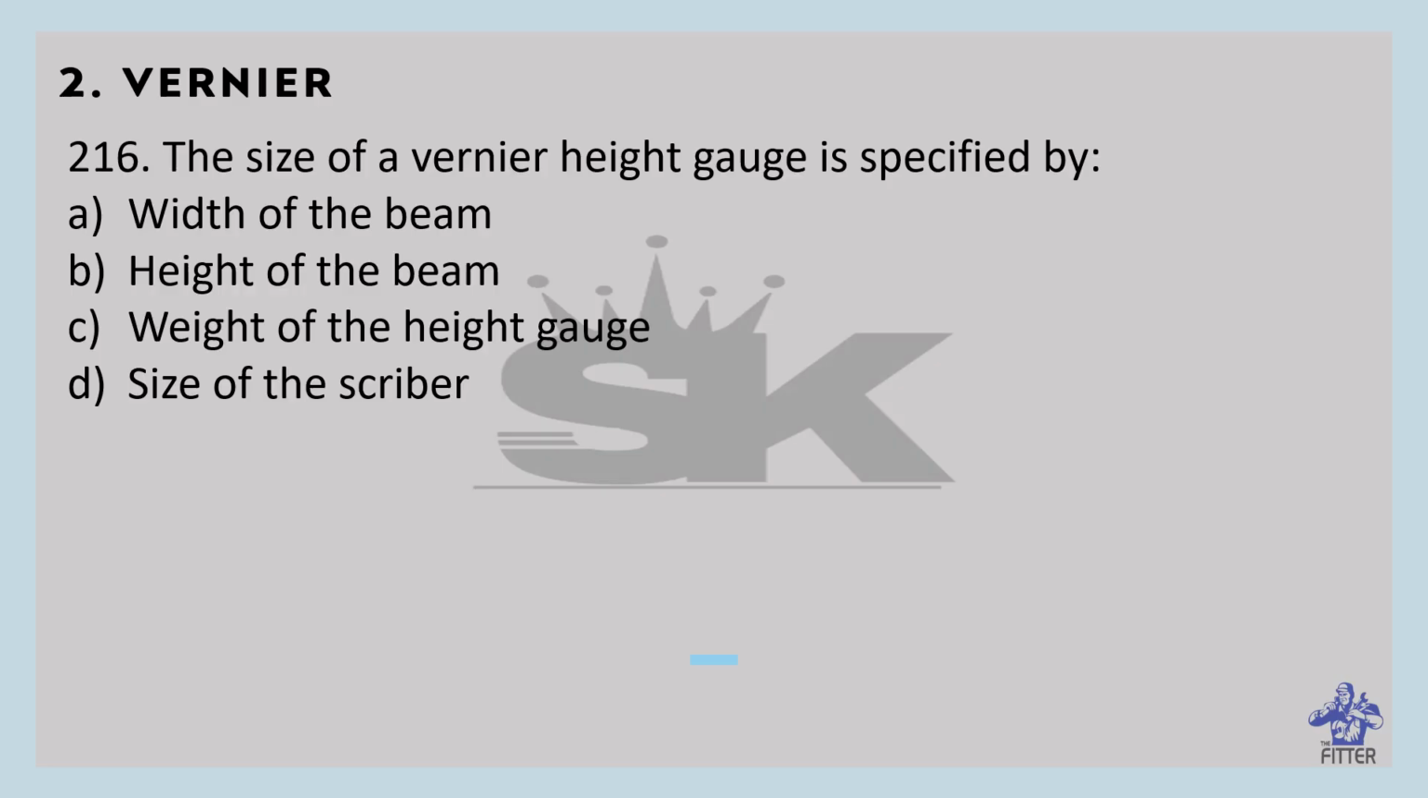The size of a vernier height gauge is specified by the height of the beam. Vernier height gauges are used in metrology and metalworking to detect or measure vertical distances. The least count, we know, is 0.02 mm.